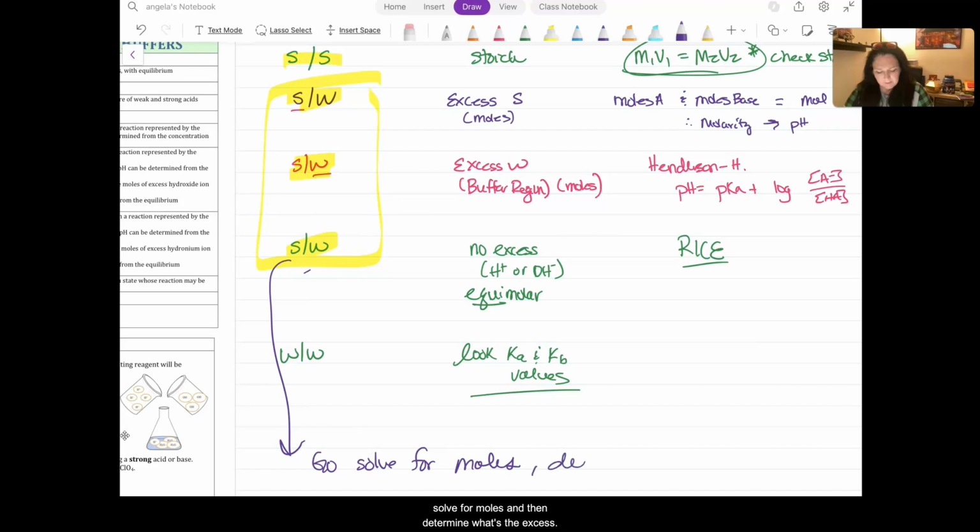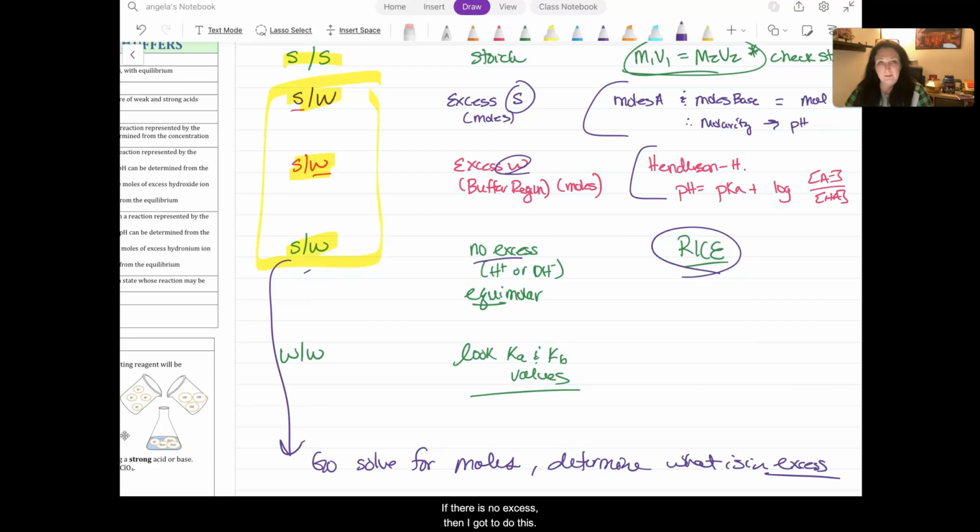And then determine what's the excess. And as soon as you know who's in excess, is it my strong that's in excess? Then I got to deal with this. If it's the weak that's in excess, then I need to do this. If there is no excess, then I got to do this.